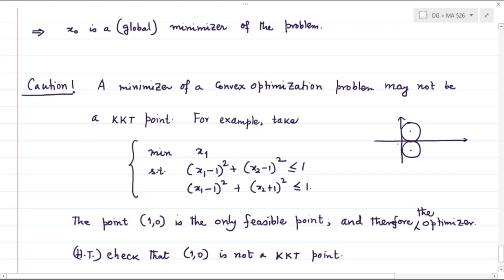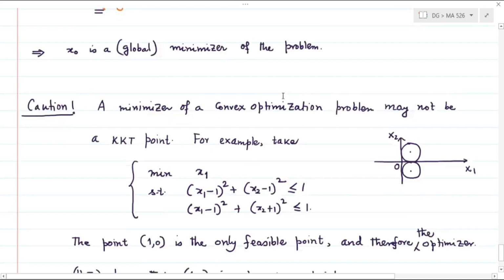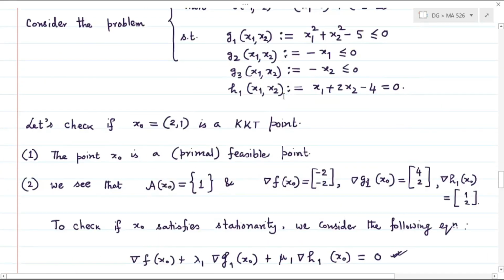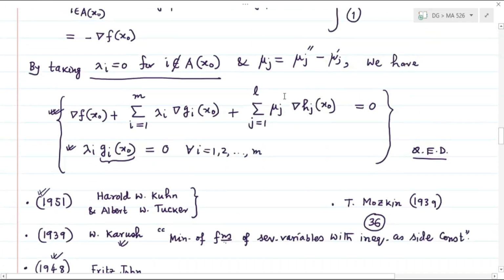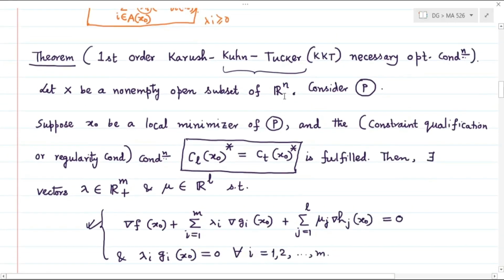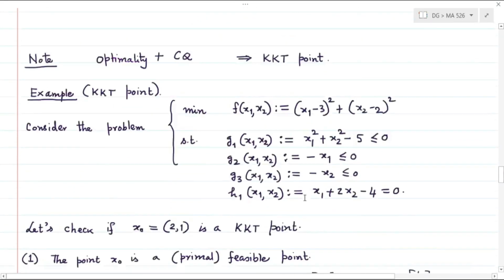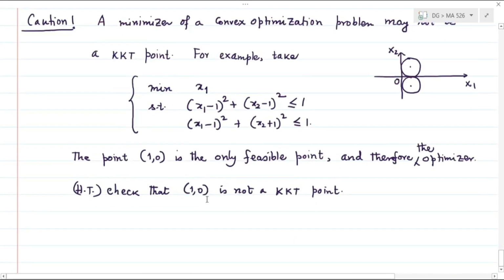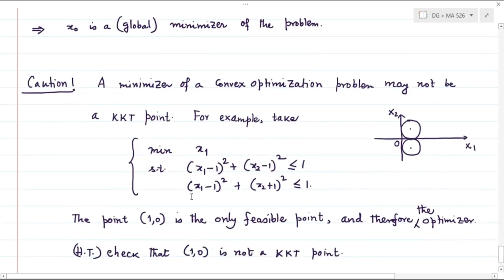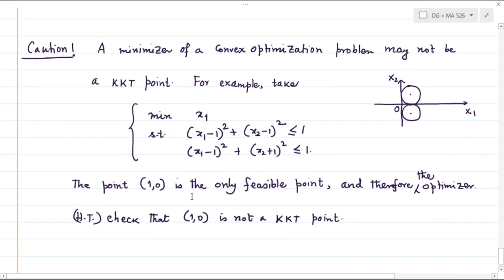Why is this happening? This is due to the fact that the condition you require in the necessary optimality condition, the constraint qualification in the statement of the theorem, is very crucial. You can check that this condition is not satisfied by the convex optimization problem that I have written, and therefore the point (1, 0) is not a KKT point, although it is an optimum point. As the constraint qualification is not satisfied, the point is not a KKT point.